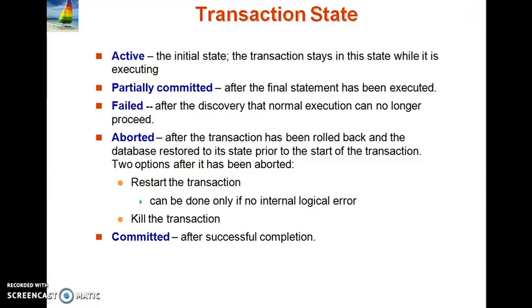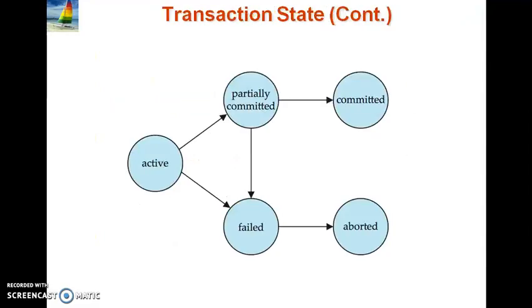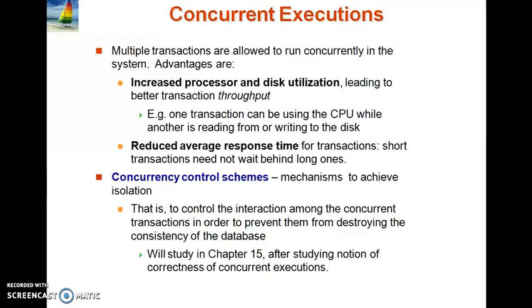Aborted: after the transaction has been rolled back and the database restored to its state prior to the start of the transaction. Two options after it has been aborted: restart the transaction, which can be done only if there is no internal logical error, or kill the transaction. Committed: after successful completion. Then we look at the transaction state diagram. This shows active, partially committed, then committed, failed, and aborted.